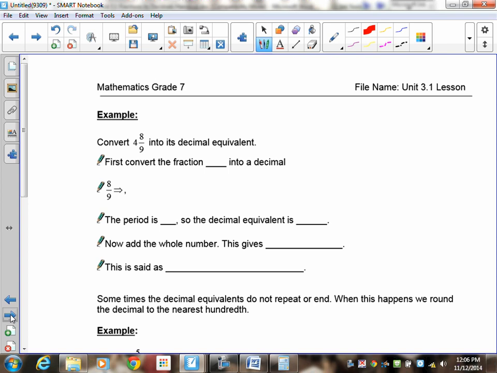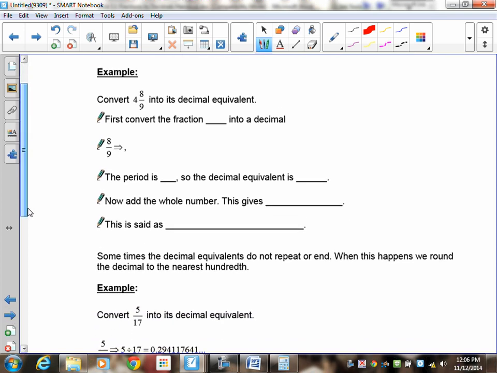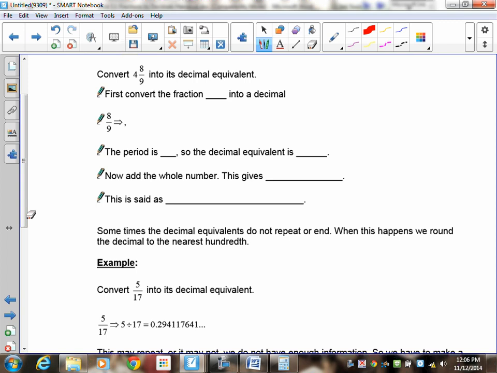Here's another example. All right, so let's have you try this one. Pause the recording and take a crack at it.